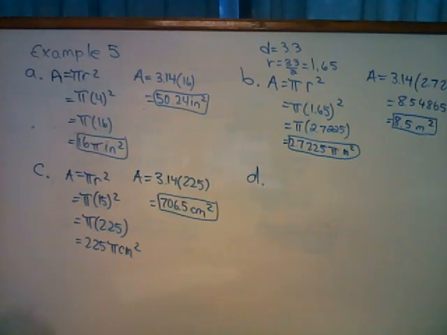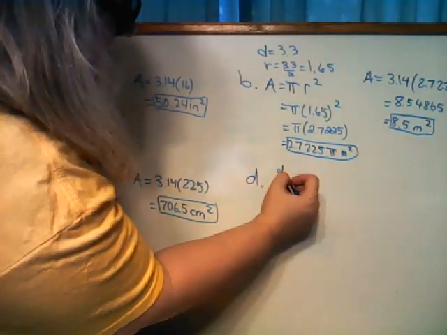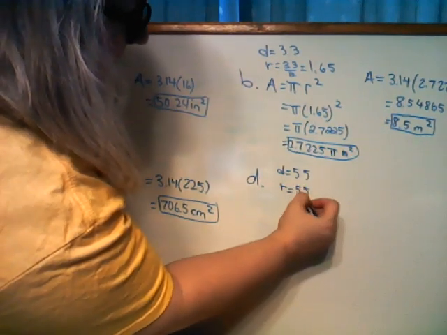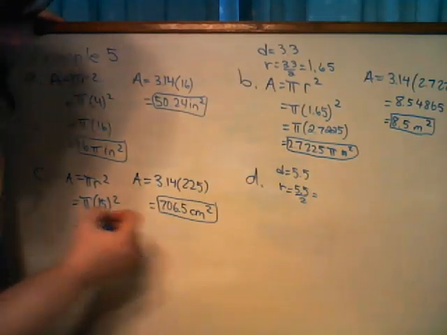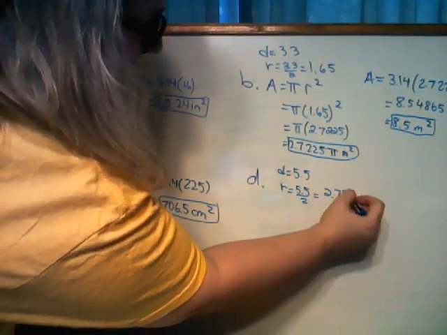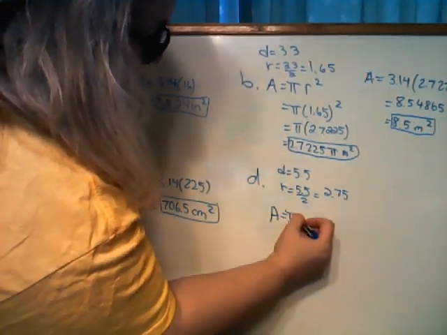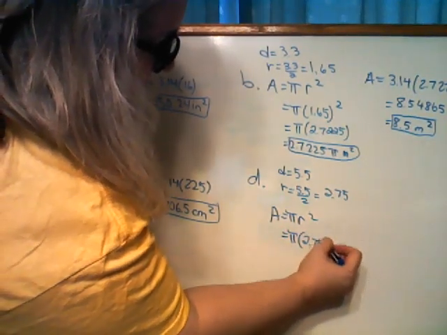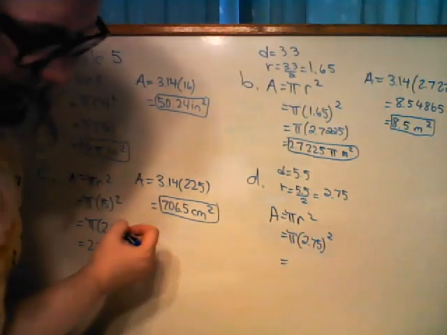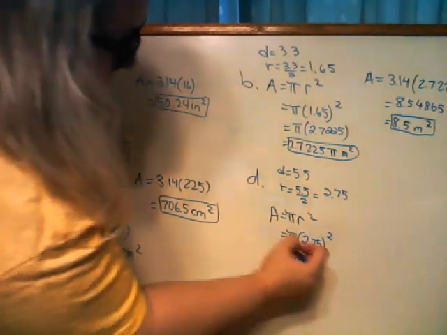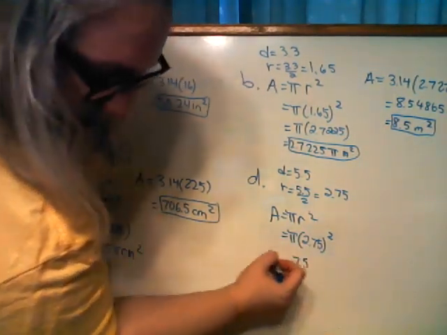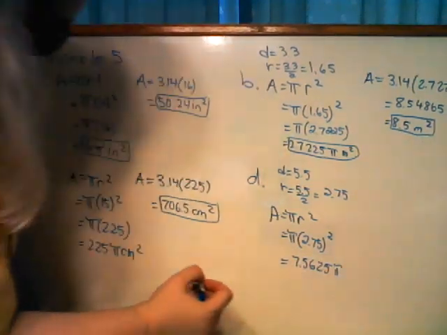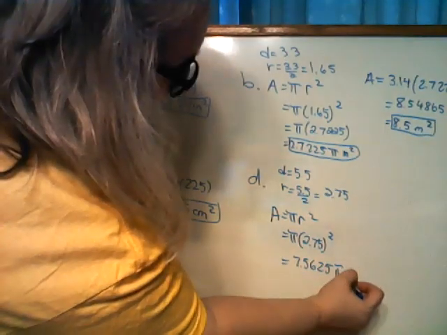Okay, part D, you're given a diameter. So if we're given a diameter of 5.5, we have to go and get our radius. So we cut that down, cut it by 2, and you get 2.75. So pi r squared, pi, now I have to square the 2.75. When you square it, I'm just going to skip the intermediate step to make this go faster. This is in inches squared.